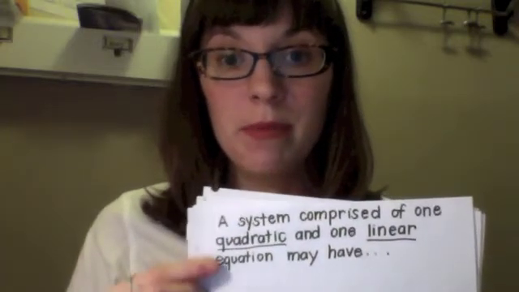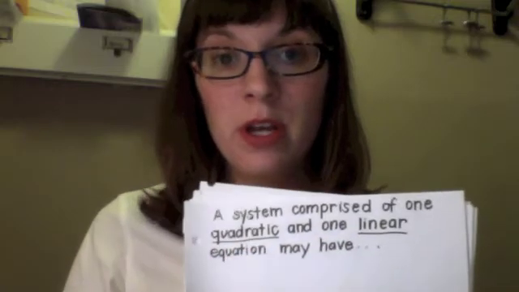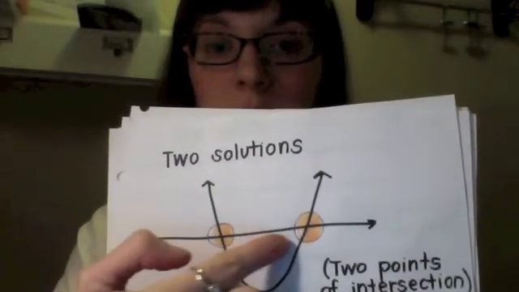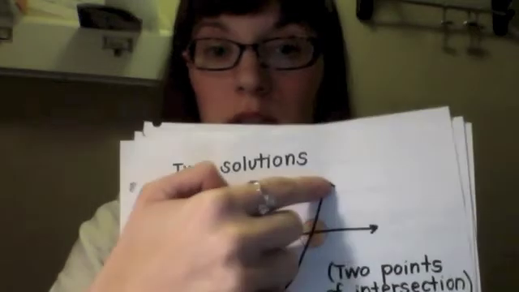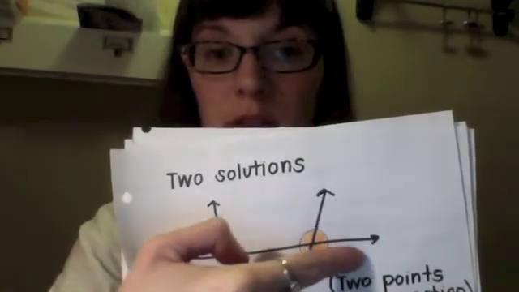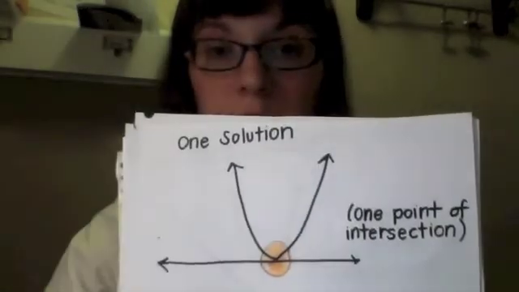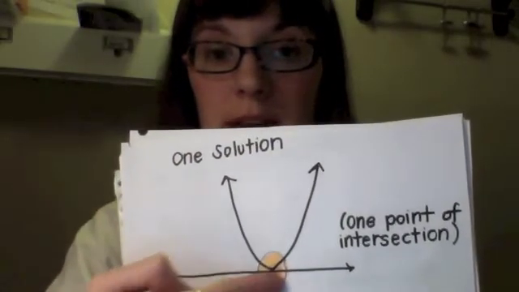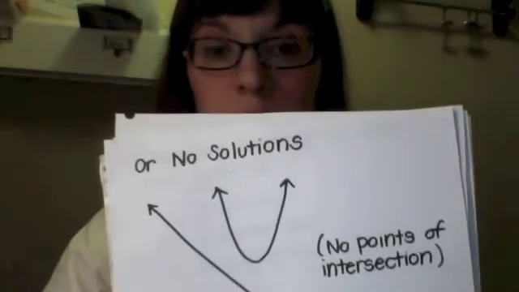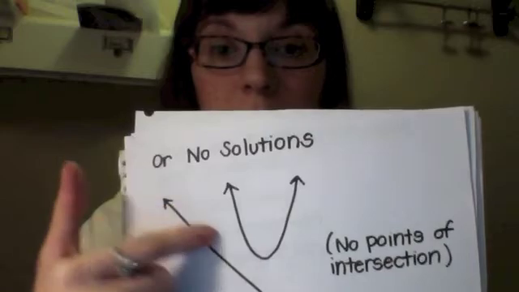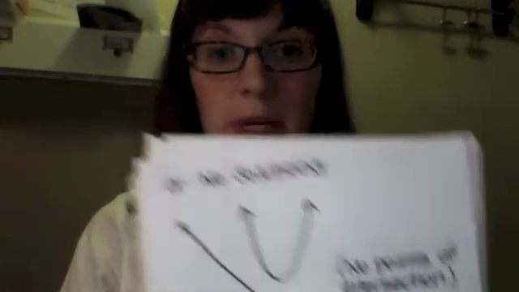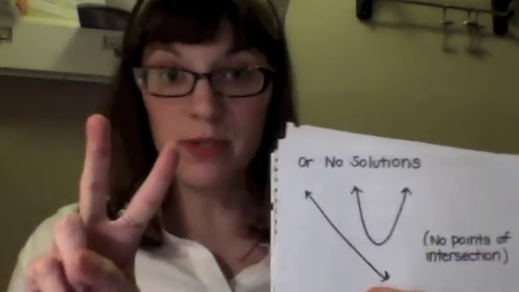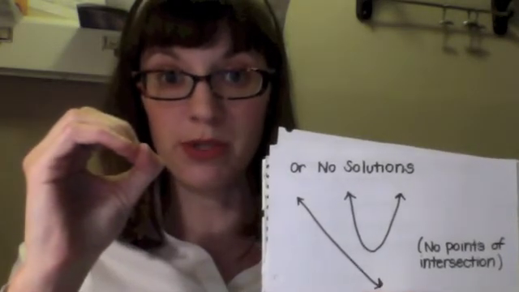So when it comes to a system made up of a quadratic and a linear equation, the equations could have two solutions, like you see here, 2 points at which the two graphs, the parabola and the line, intersect. They could have one solution, just 1 point at which the parabola and the line intersect, or they could have no solutions, which means that the graphs never touch at all. So again, such a system could have two solutions, one solution, or no solutions at all.